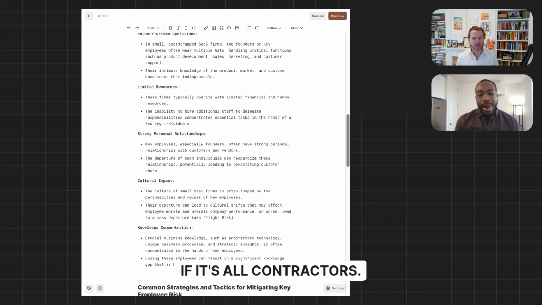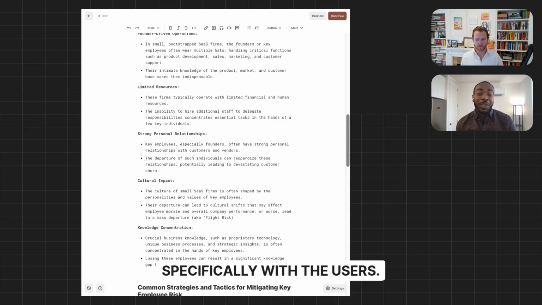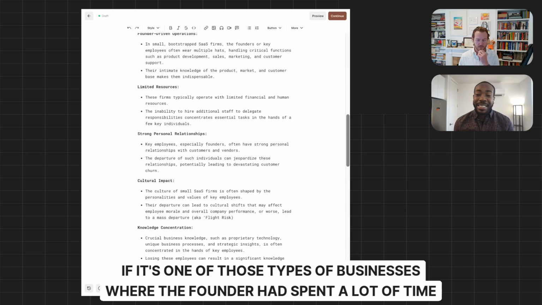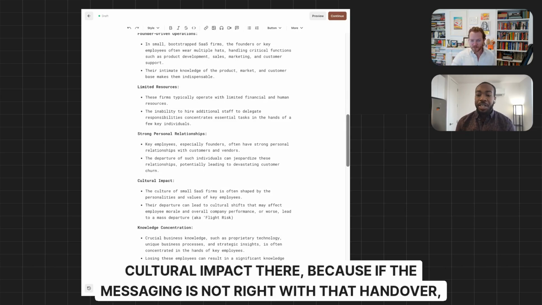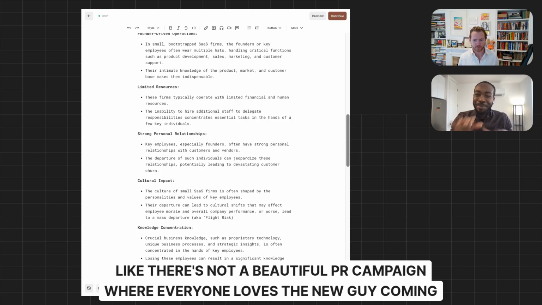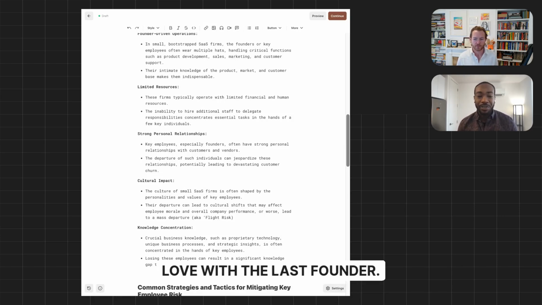If it's all contractors, yeah, go ahead. Yeah, I was going to add that ties back to strong personal relationships, specifically with the users. If it's one of those types of businesses where the founder had spent a lot of time supporting the users, engaging with them in various user communities, strong cultural impact there, because if the messaging is not right with that handover, like there's not a beautiful PR campaign where everyone loves the new guy coming in, you might have a whole cohort of your users just churn because they were so in love with the last founder.